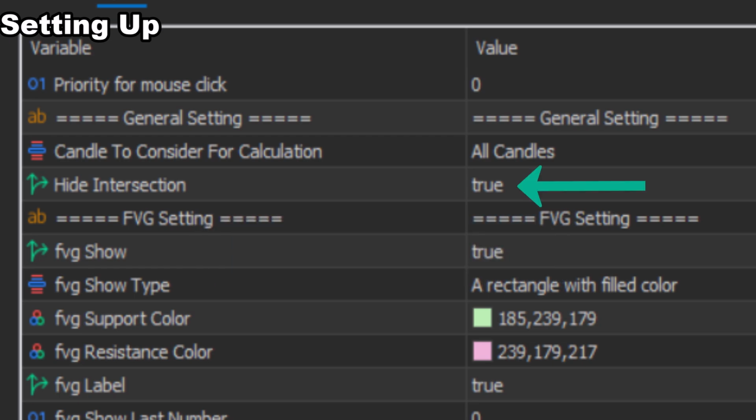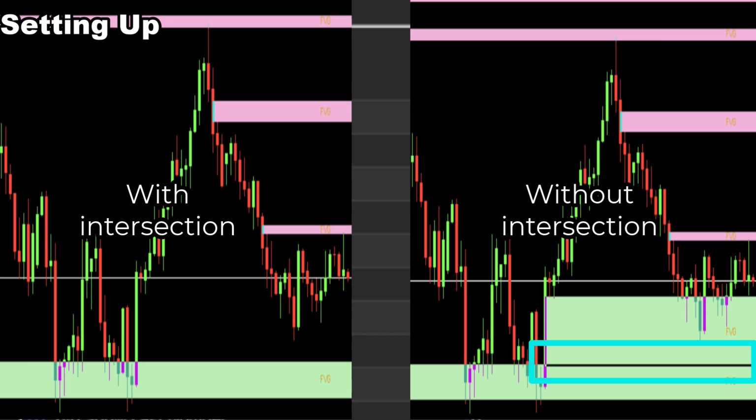The second input is height intersection. Sometimes two price levels overlap, or one appears inside another. To make sure your chart looks clean, we added this option, so you can keep it neat and organized. Here you can see the difference. The left picture shows it with intersection restriction and the right one without it.